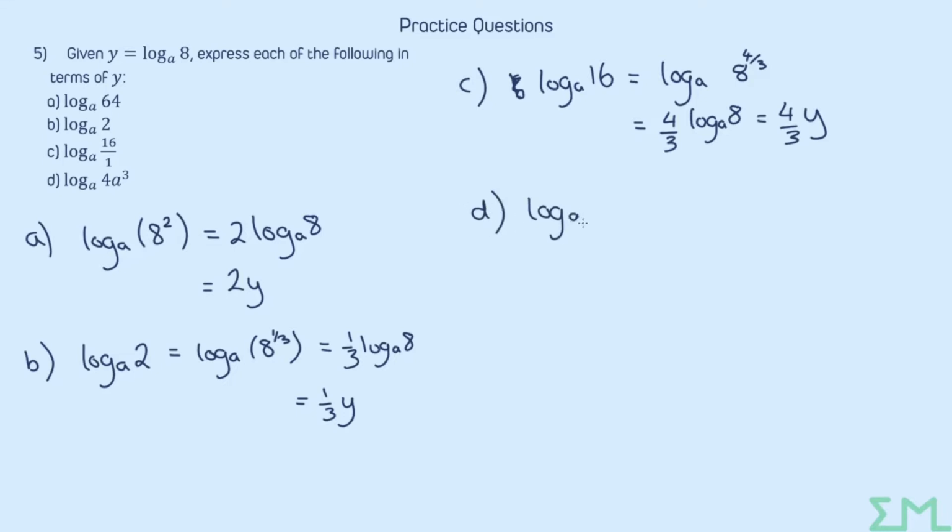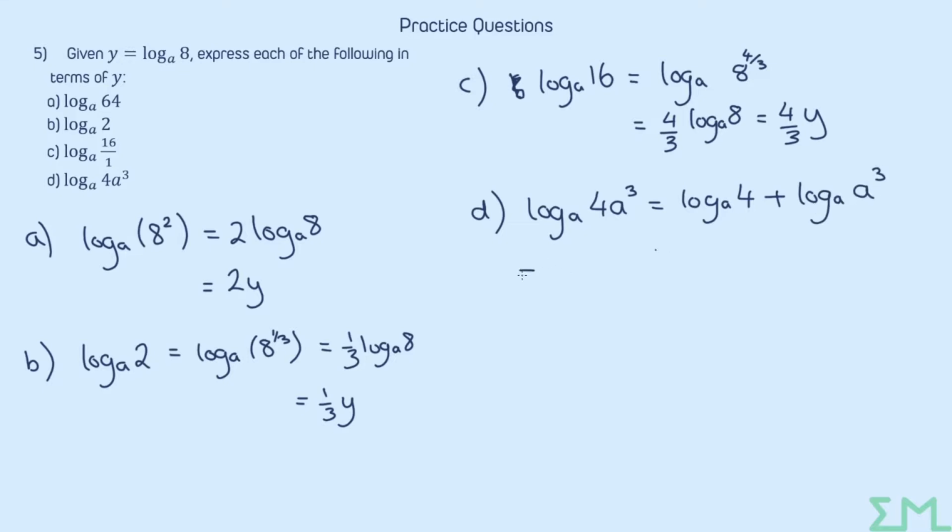Log base a of 4a cubed. We're being very careful here because it might be tempting to deal with that cubed first, but that is not applied to the 4, because we do not have brackets showing that it's also applied to the 4. So we're going to want to split apart these using the log law of multiplication inside the log equals addition outside.